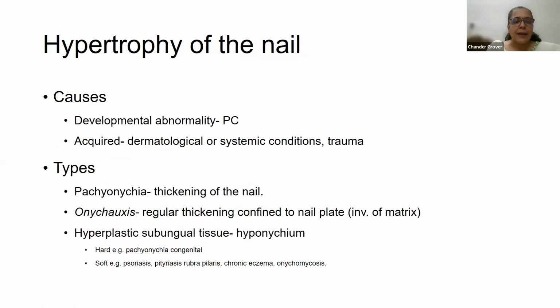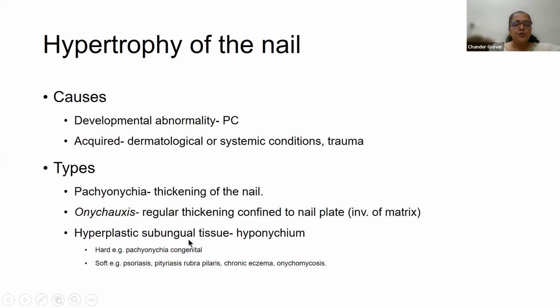From atrophy, we move to hypertrophy. Hypertrophy can be developmental, for example, Pachyonychia congenita, or it can be acquired due to, we know, multiple causes, including the most famous, onychomycosis. The thickening of the nail is called Pachyonychia. Regular thickening confined to the nail plate with involvement of the matrix is known as onychauxis. We know the nail bed is at fault in Pachyonychia congenita. So here you are just referring to Pachyonychia as thickening, as a morphological term, not as a genodermatosis, but onychauxis where the matrix is producing a thicker nail.